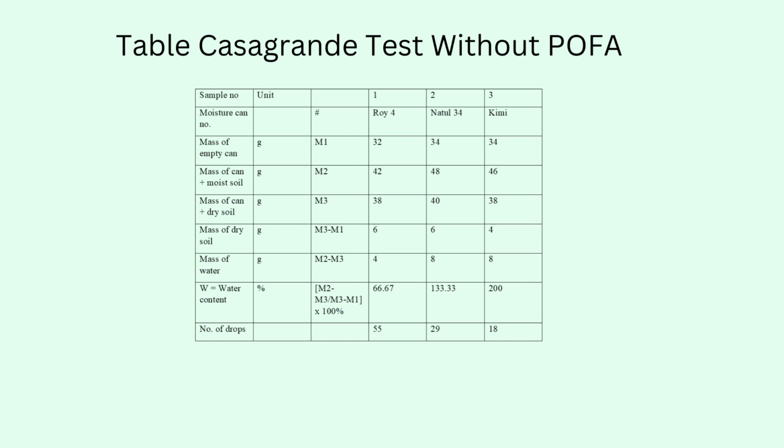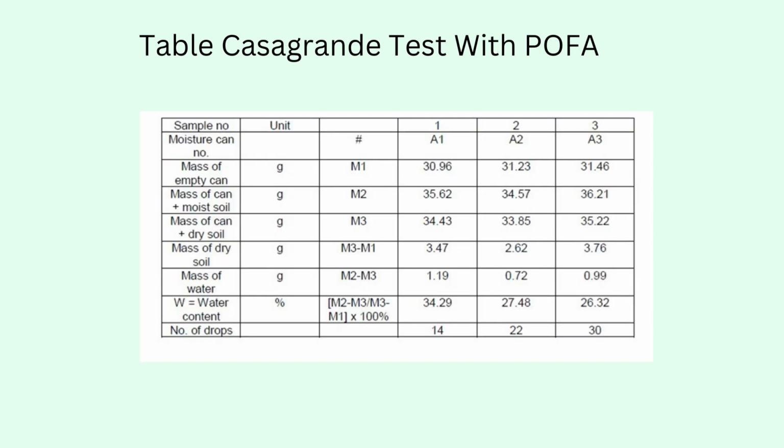So this is the table of the Casagrande test without POFA. We can see the water content or moisture content. Also, we can determine the number of drops. So this is the table of the Casagrande test with POFA or Casagrande test with additive.